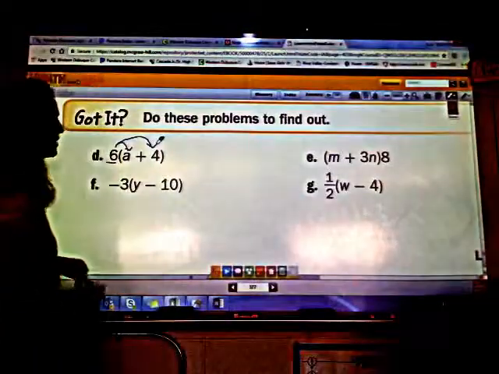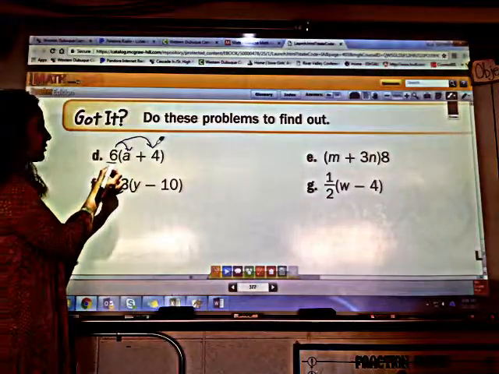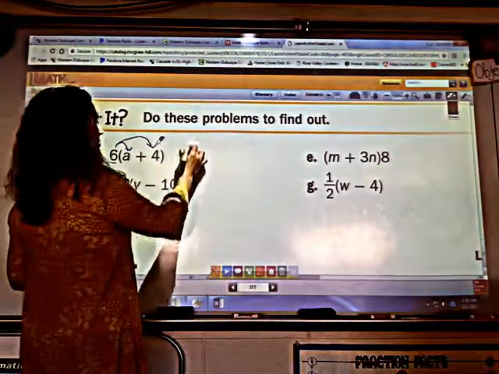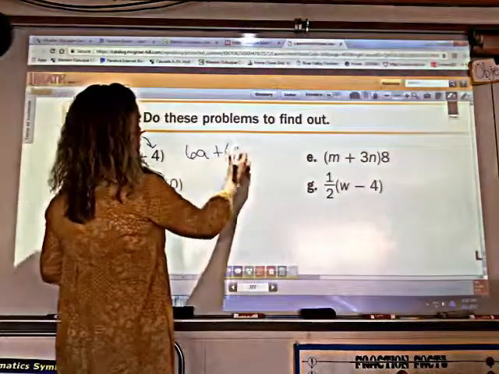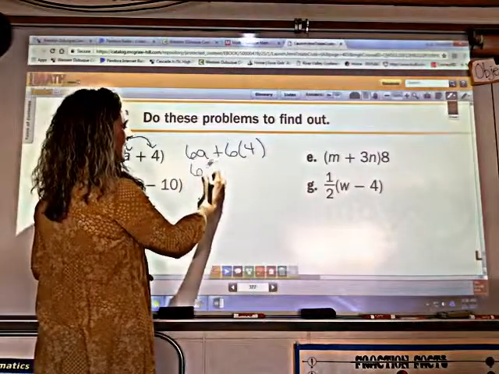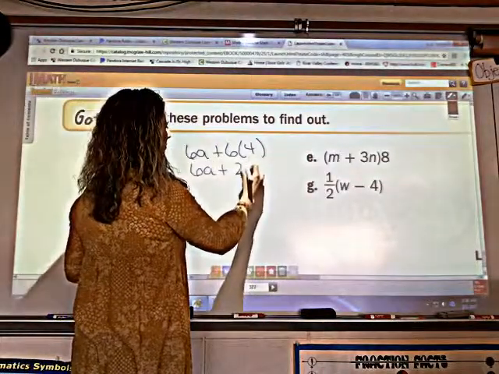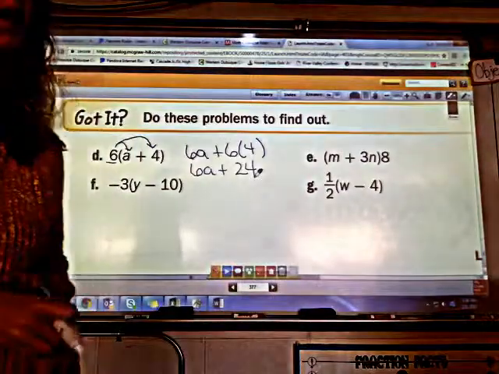As we're taking a look at letter D here, I'm thinking 6 is on the outside, so that's the number I'm going to be distributing in. So 6 times A would be 6A, plus 6 times 4, which gives me, when I solve it, 6A plus 24. That's all the farther we can solve that because we don't know what A is.